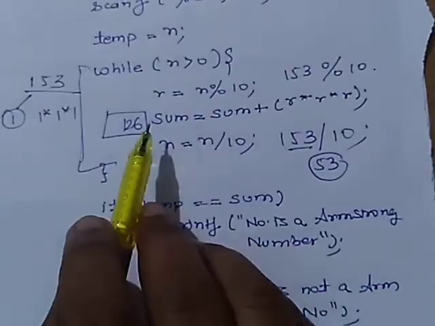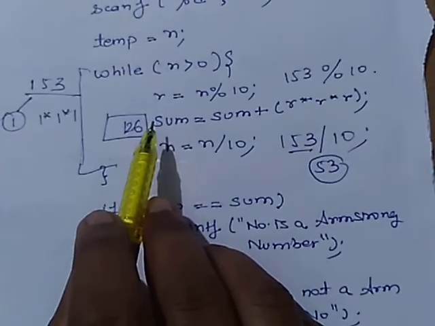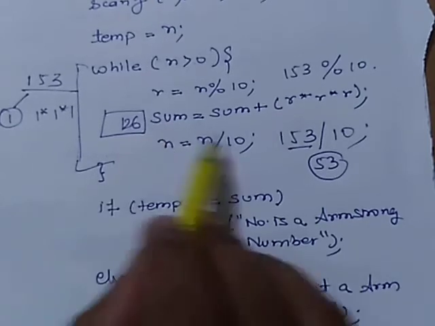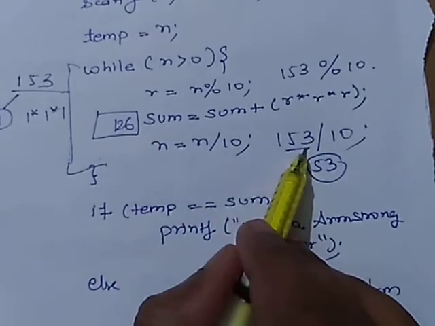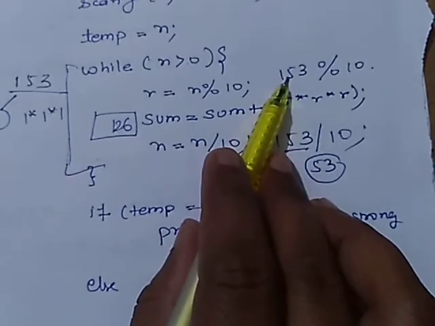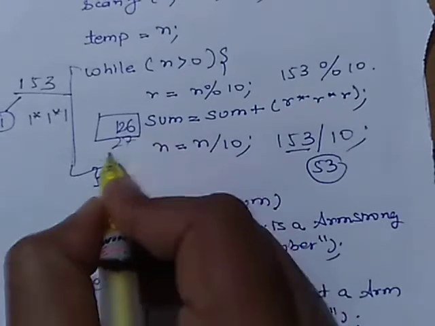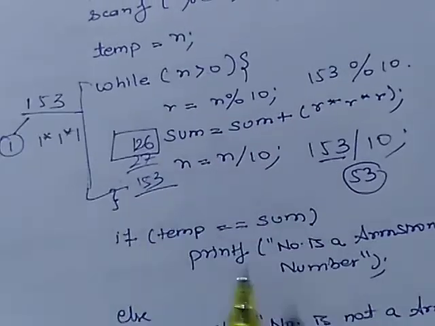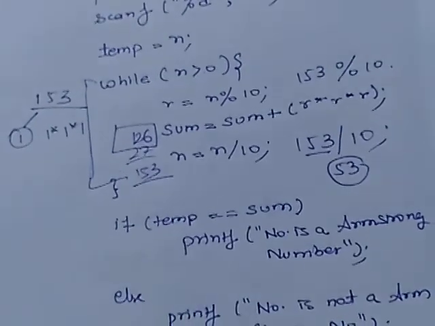As we know that a variable keeps changing its value during the execution of a program. Again we are taking the percentile. Now we will get 3, and what is the cube of 3? Now 3 multiplied by 3 multiplied by 3, we will get 27, and at last we will get 153. So this is the main logic of an Armstrong number. Thank you very much.